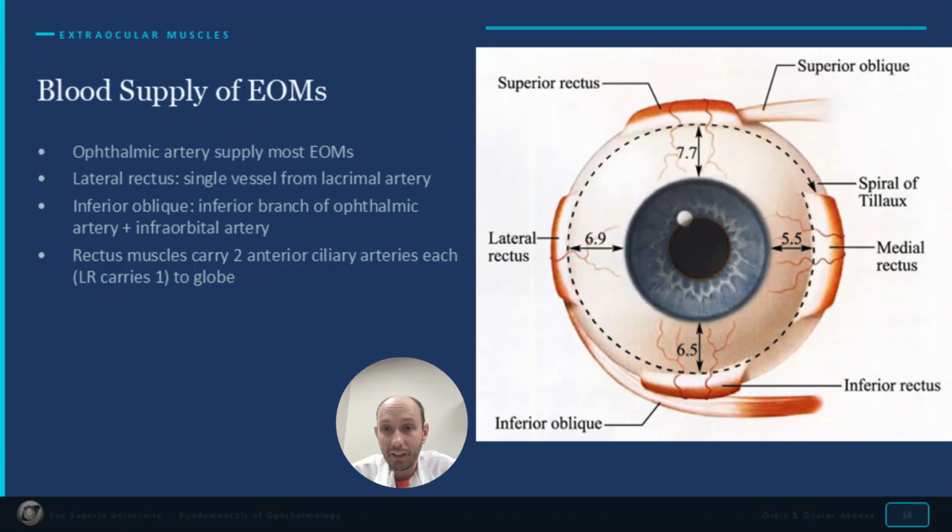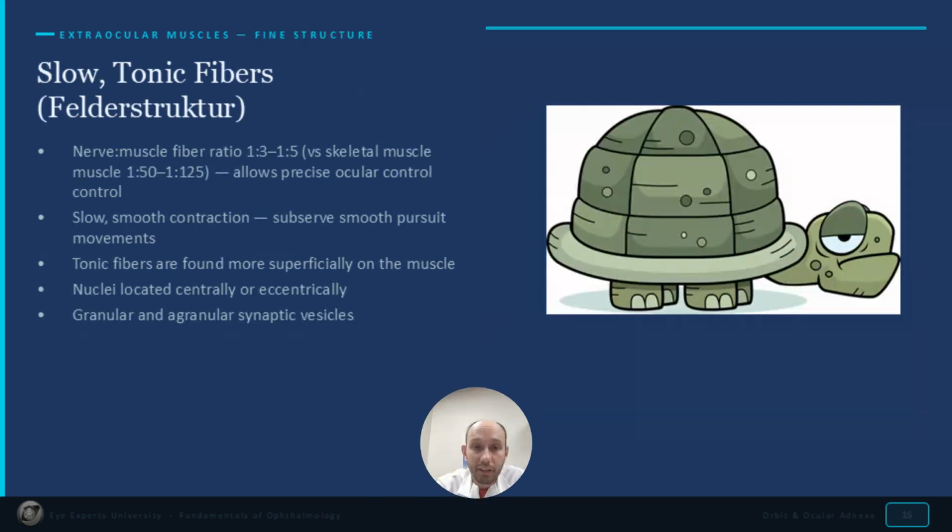So theoretically, if you had a question about which muscle would have the least effect on causing anterior segment ischemia, it would be the lateral rectus since it only has one blood vessel. Now let's talk about the specific muscle fibers. Skeletal muscles in the rest of the body have about a 1 to 50 to 1 to 125 ratio of nerves to muscle fibers, versus in the eye, one neuron usually gets only 3 to 5 muscle fibers. This allows for really precise ocular control.